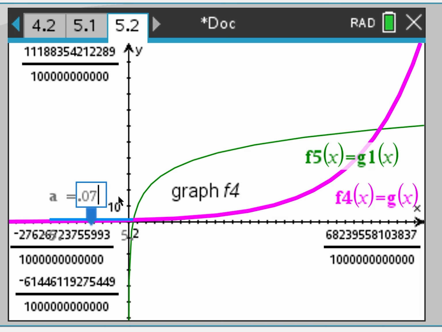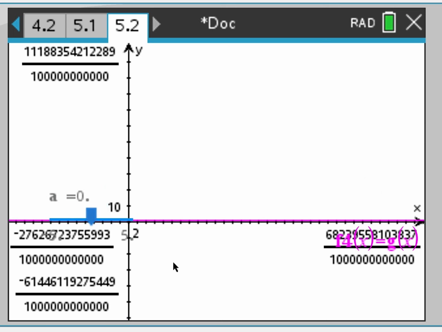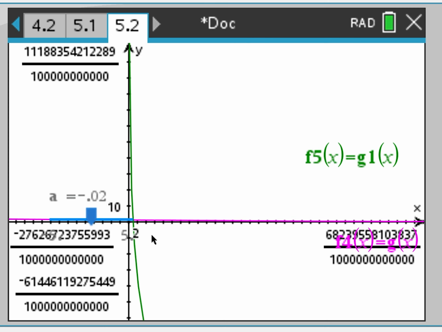So I think it's at 0. What happens at 0? It's just a flat line. Oh, but A can't be 0. So if I do negative 0.02, still 1 intersection. I think it's from negative e to 0 when 1 intersection occurs, because at 0 the graph is not defined because A can't be 0, so that's out of bounds.